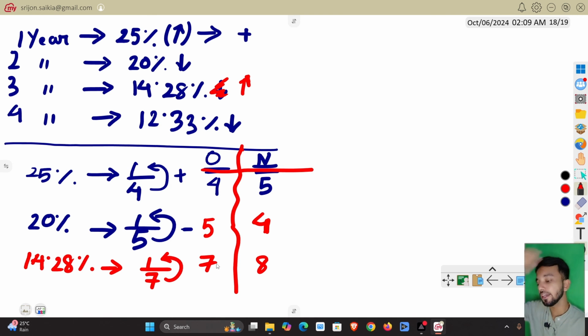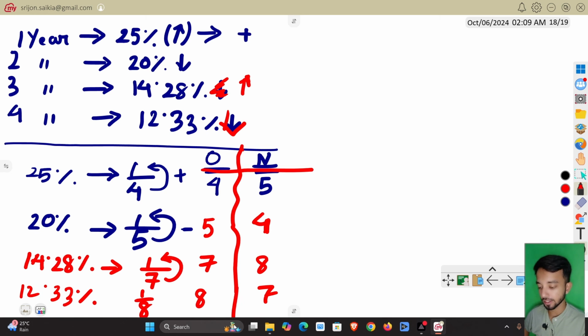Similarly, we will find for the fourth year, that is 12.33%. How much will we get? 12.33% is your 1/8. Here it's decreasing. Decreasing means minus. That is, original number is 8, latest number is 7. Is this clear to you?